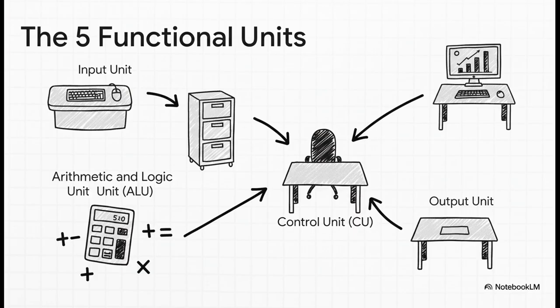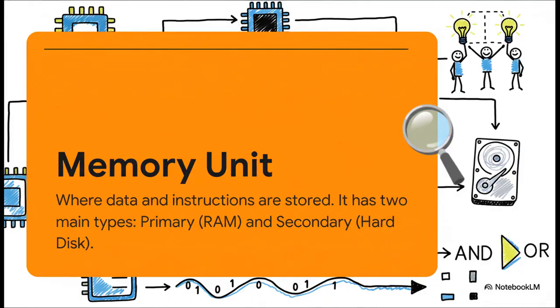Then you've got memory, which is the office filing cabinet. The ALU, who's the math genius in the corner. The control unit, who's the manager running the whole show. And the output unit, your screen, which presents the finished project. So the memory unit is that digital filing cabinet. It holds everything the computer is working on right now.